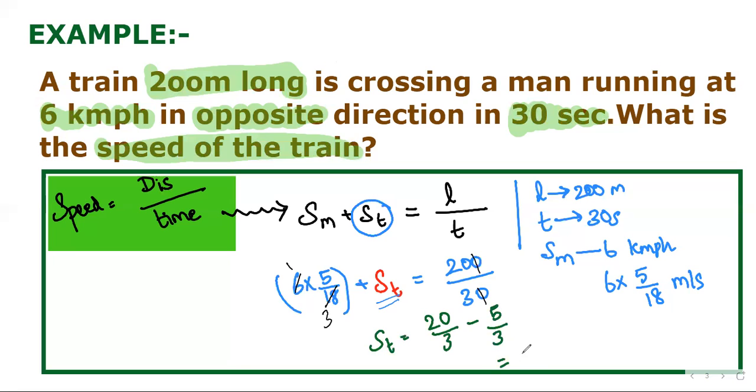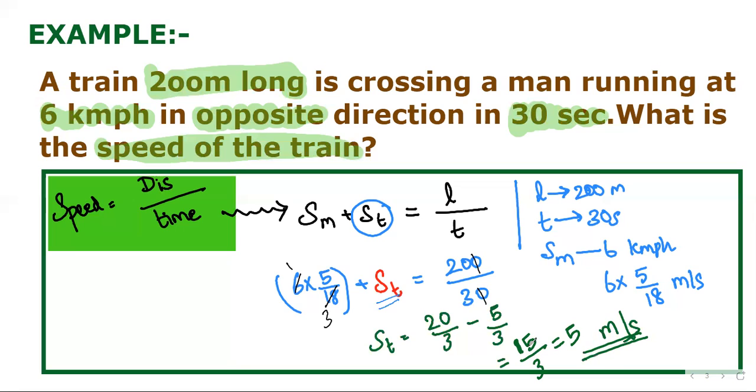So it's very simple, which is equal to 15 by 3, which is again equal to 5. Okay, so you need to be very careful about the unit. So the unit is meter per second. Okay, so the train is crossing with a speed of 5 meter per second.